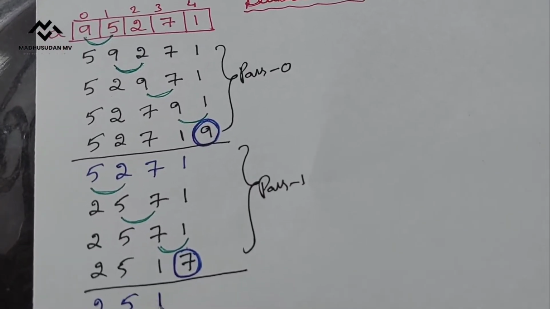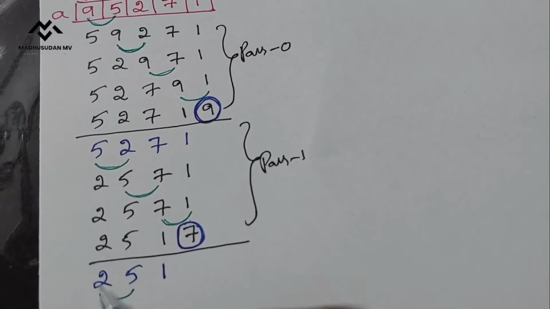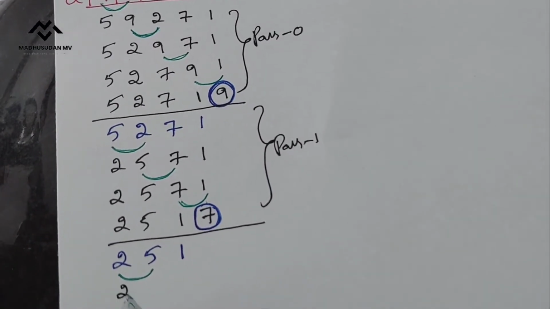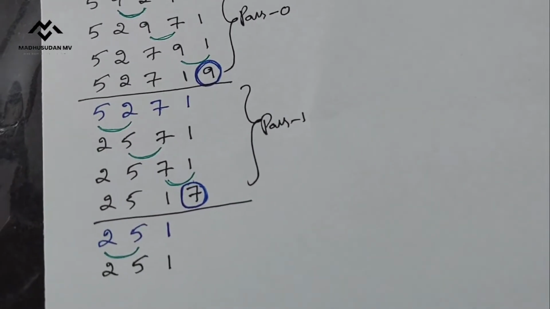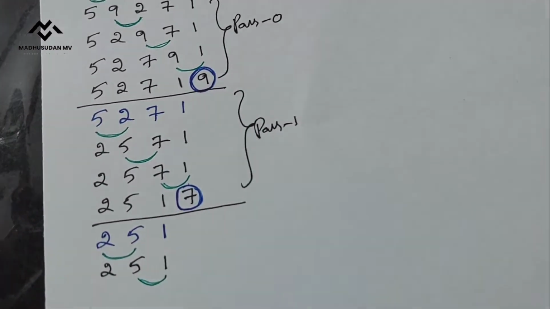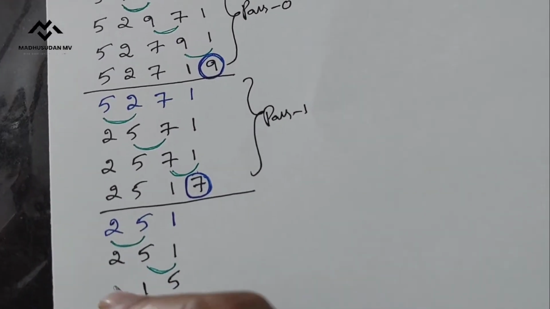2, 5 and 1. Now again the same process. Again I am comparing these two consecutive elements, and these two are in order, so I am keeping them as they are without doing anything. Next, I am comparing the next two consecutive elements. These two are not in order, so I am swapping these two and keeping the remaining elements as they are.